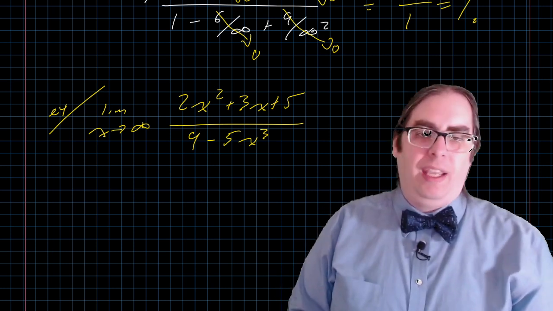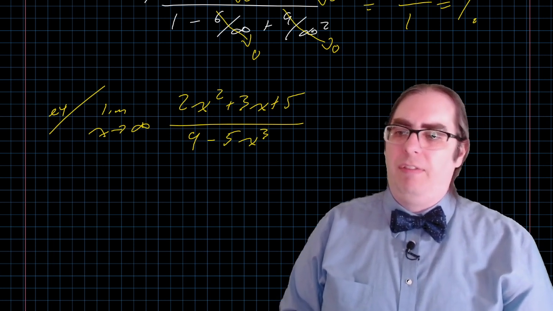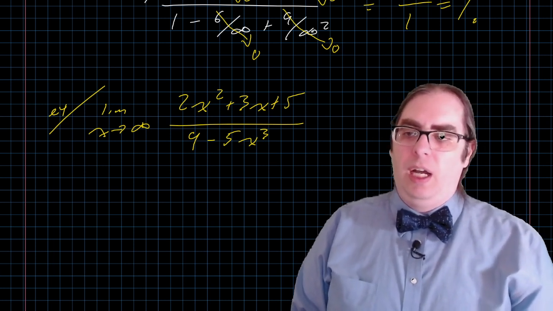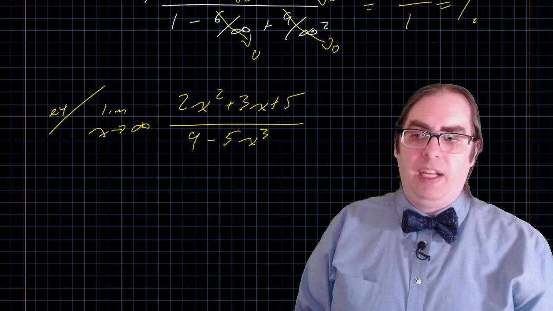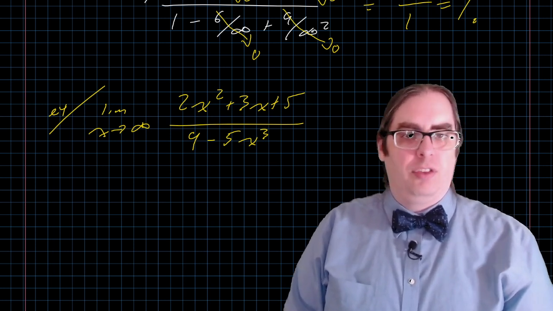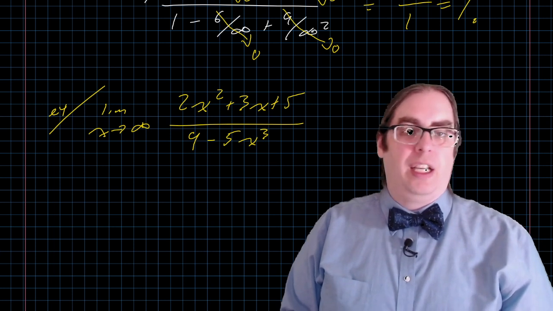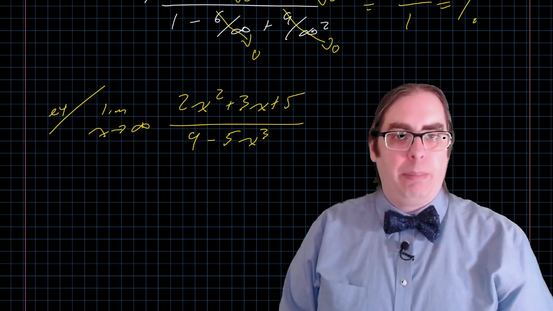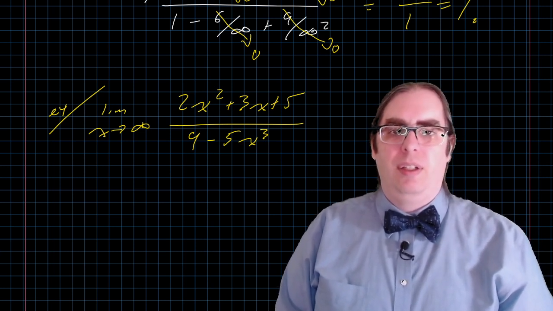I'll leave you with a similar one to try on your own. Here I have the limit as x goes to infinity of 2x squared plus 3x plus 5 over 9 minus 5x cubed. Take a couple of minutes, work through that one, make sure you remember how it works, and I'll see you in the next video.